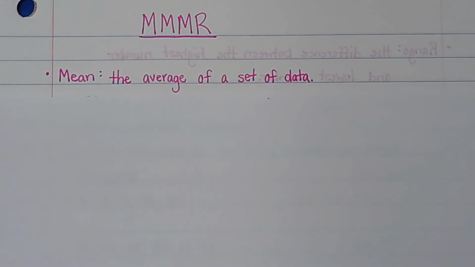So mean is finding the average of a set of data. So for example, set of data just means a list of numbers. So a list of numbers has been put together and you need to find the average of them. Finding the average means that you find the number that kind of best sums them up.